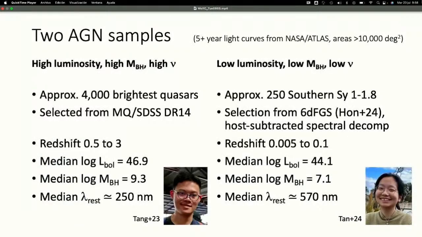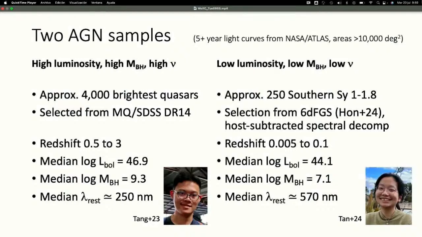The two students have worked on two different samples with different luminosity, black hole masses, and mean emission rest frame wavelengths. So of course, these three parameters span a 3D cube in which we can place AGN, and the two samples don't span the entire 3D cube, but take up two opposite corners by being different in every one of these three parameters. One sample is of high quasar luminosity, high black hole masses, typically a couple billion solar masses, and high frequency in the rest frame ultraviolet.